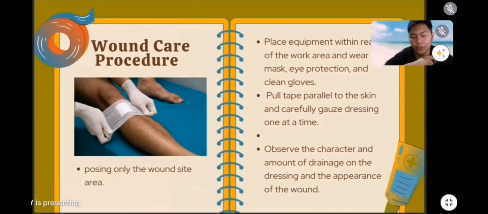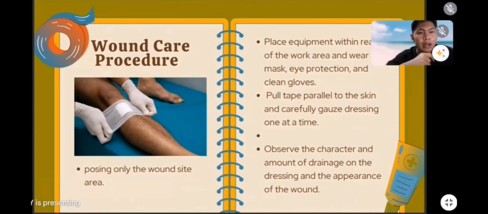Next is the wound care. So wound care involves various steps of wound management. The first thing you need to do in the wound care procedure is to expose only the wound site so you have easy access to the wound area. Next, place the equipment within reach of the work area and wear a mask, eye protection, and clean gloves.